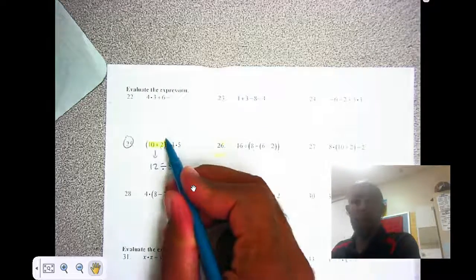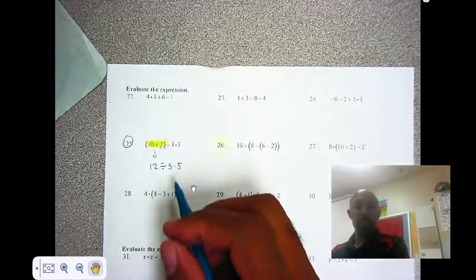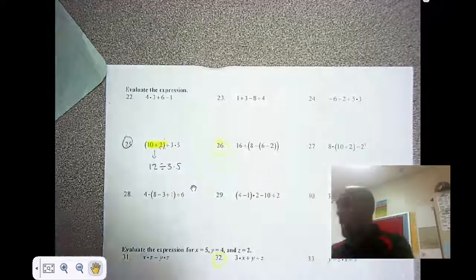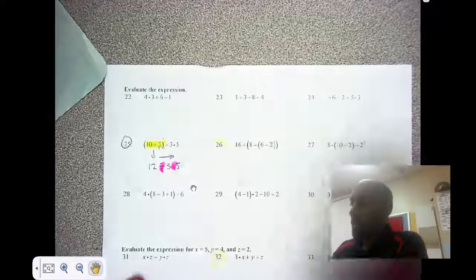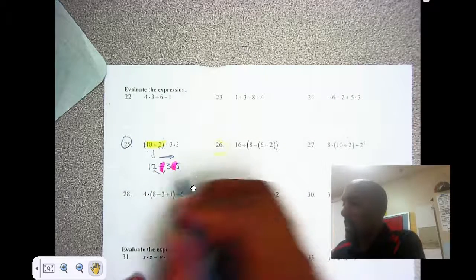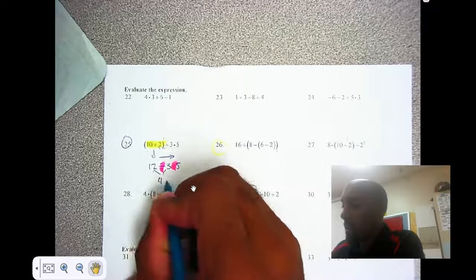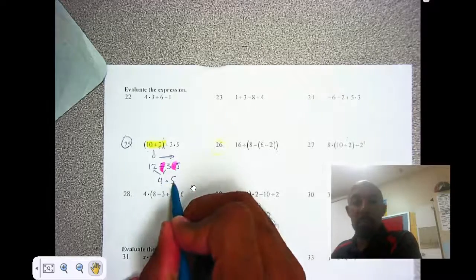Now let's divide 3, multiply 5. When it's just one number, and there's no little number up here, I can just take away the parentheses. It's all gone. Now, I have divide and multiply. So that means go from left to right. 12 divided by 3 is 4. Then 4 times 5 is the last one, 20.